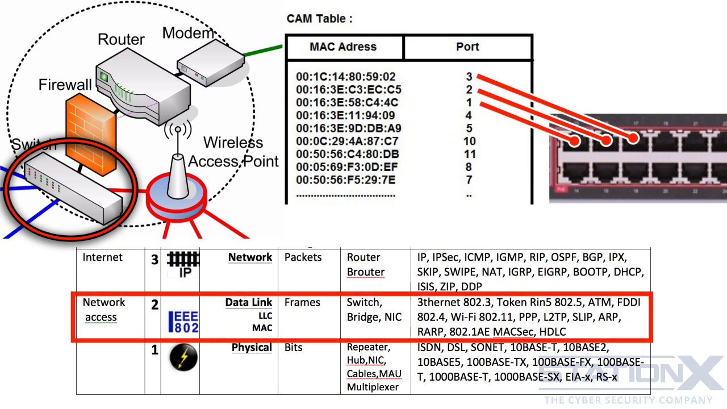Once data is traveling on your local network, IP addresses are not used anymore. MAC addresses are used for traffic to find its destination on the local network. IP addresses are only used on the internet and when you have some sort of routing device. When you have just a switch or a hub, then you're only using MAC addresses.